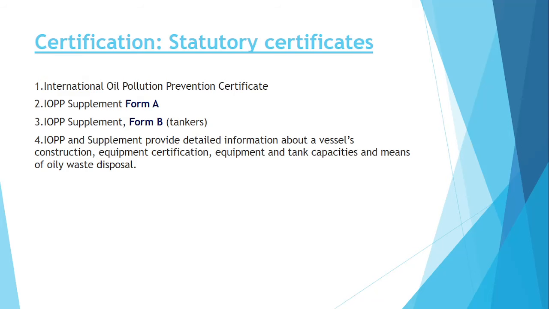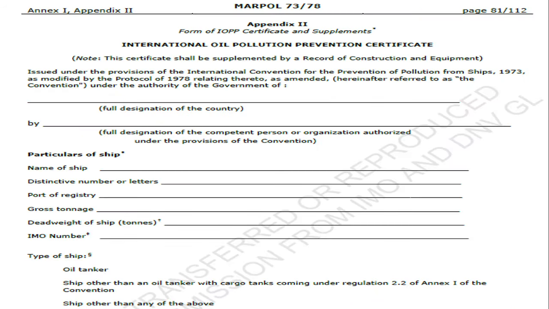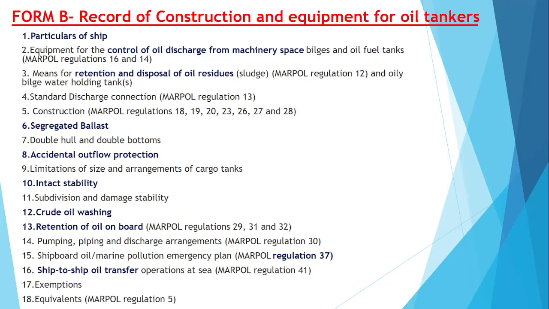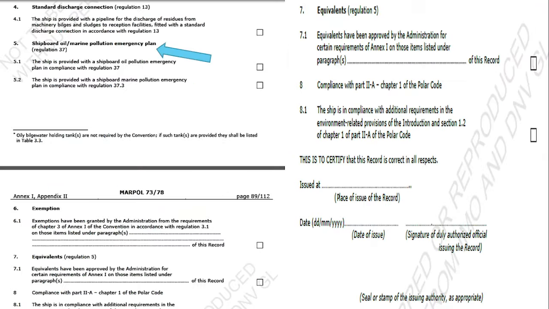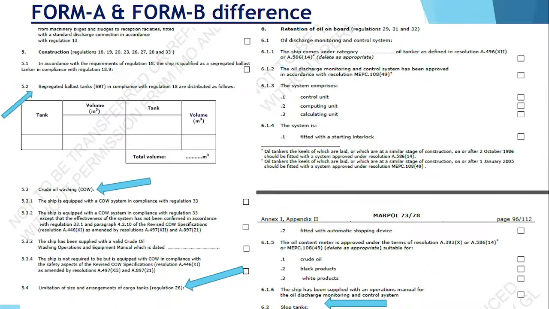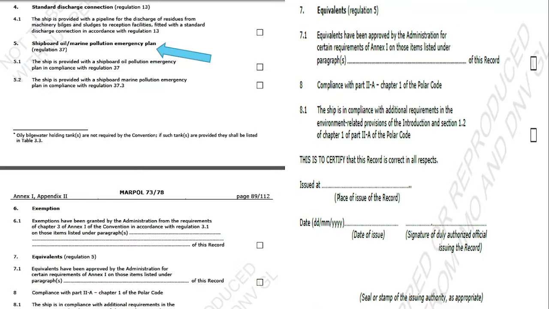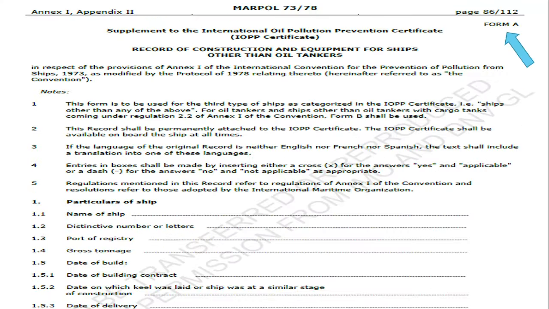And after that, we'll talk about Form A and Form B, and we'll see the difference between Form A and Form B, and for which type of vessel Form A and Form B are issued. So this video is going to be interesting. After watching this video, I guarantee you will have a clear concept of IOPP.